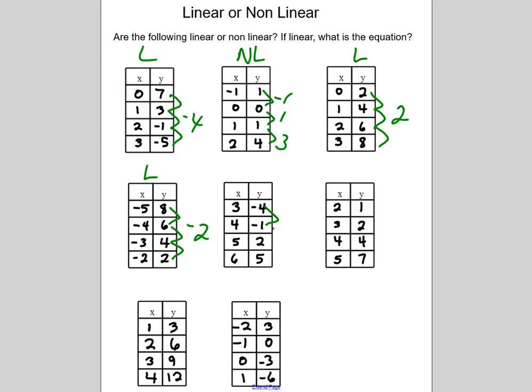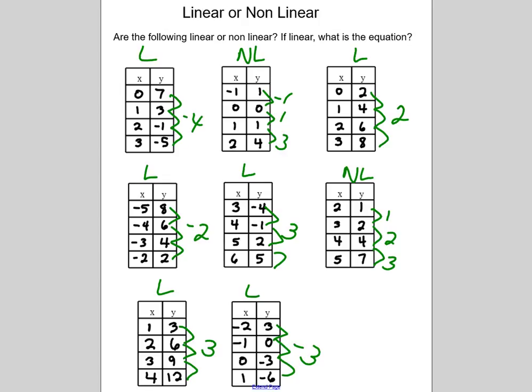Here, we're going up by 3 every time, linear. Here we're going up by 1, up by 2, up by 3. It's a pattern, but it's not the same number, so it's non-linear. This next one, we're going up by 3 every time. And this one, we're going down by 3 every time. So both of those are linear.